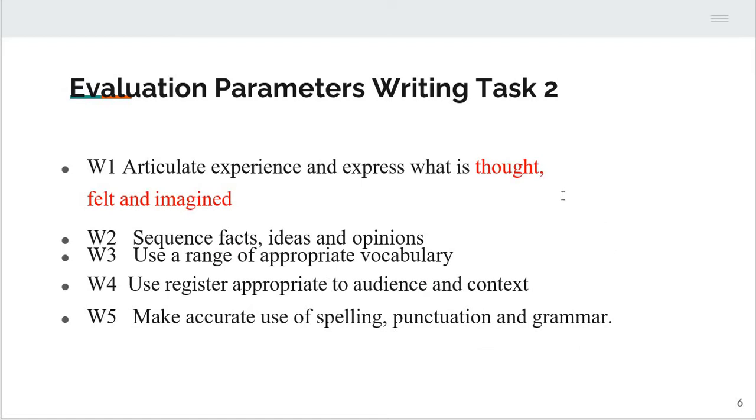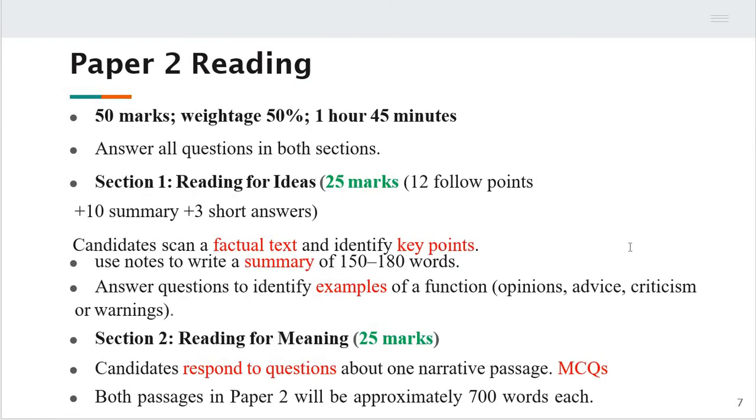In evaluation, task, thought, feeling, and imagination will be checked. Sequence of ideas, different types of vocabulary, different sentence structure, register, and spelling, punctuation, and grammar. Language should be accurate. Paper 2 will cover the reading section. It has 50 marks. Its weightage is 50%. It covers 1 hour 45 minutes.